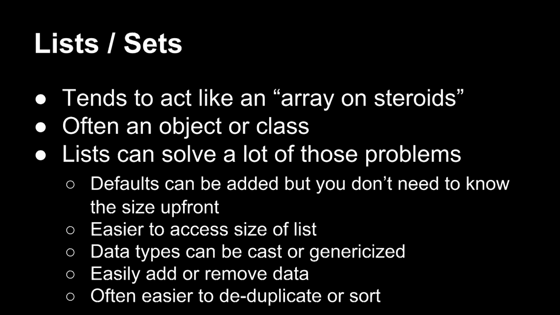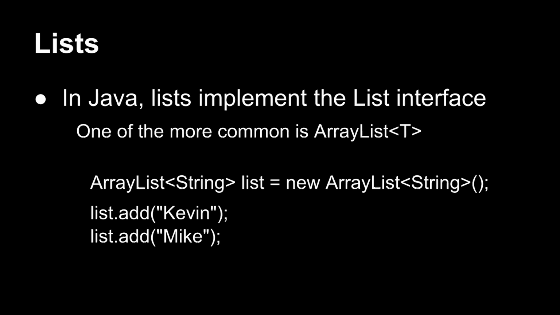Defaults can be added, but you don't need to know the size up front. So you can say, give me a new list, and then go through some code and be like, oh, I need to add 2 more elements to the end of it, and it's not a big deal. You can access the size of the list very easily. You can say that this list can only contain strings, or it can contain objects, or it can contain whatever. You can be a lot more flexible. And typically, most languages will provide a mechanism for sorting and deduplicating.